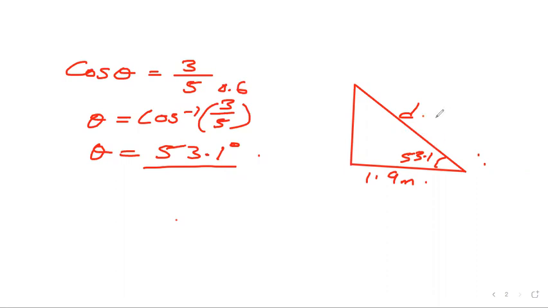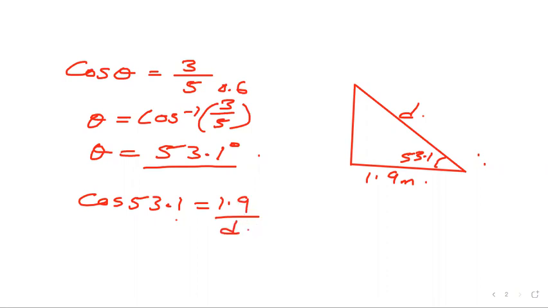So now for us to get this value, cos 53.1 is equal to 1.9 over D.